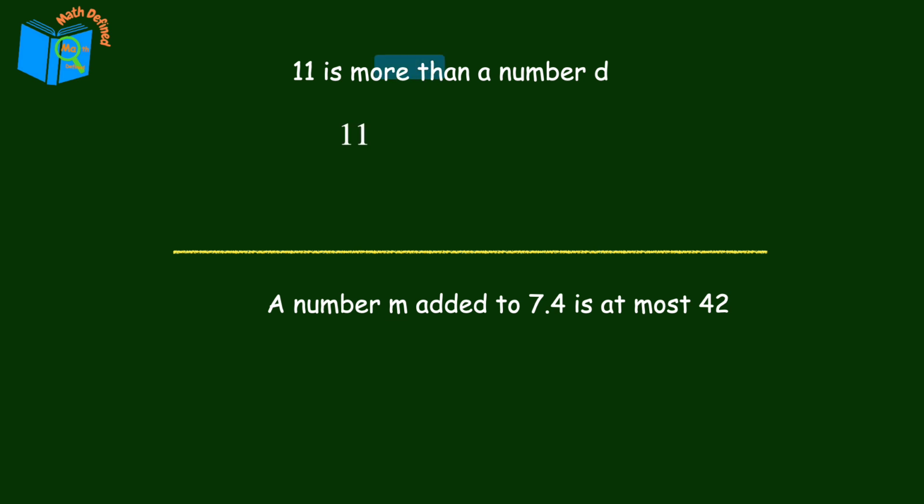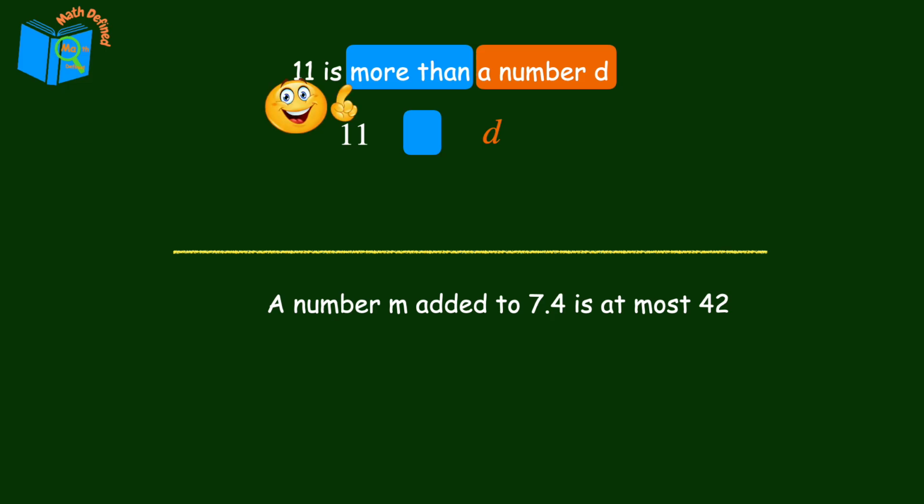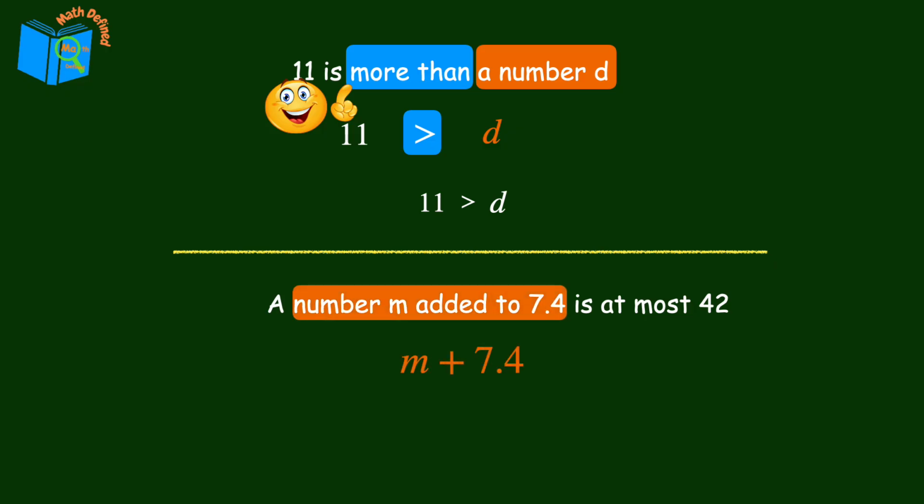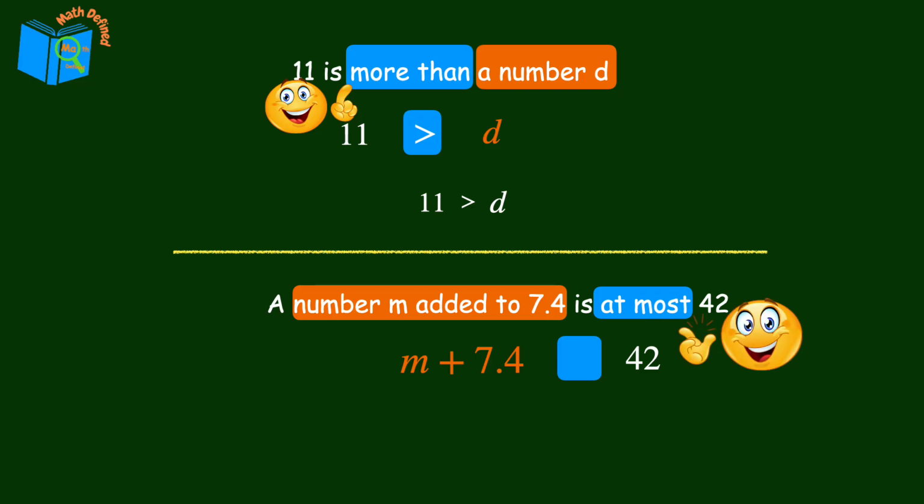Next up, 11 is more than a number d. More than is pretty straightforward. It's the greater than symbol. So the inequality becomes 11 is greater than d. One more. A number m added to 7.4 is at most 42. At most is another way of saying less than or equal to. Putting it all together, we have m plus 7.4 is less than or equal to 42.